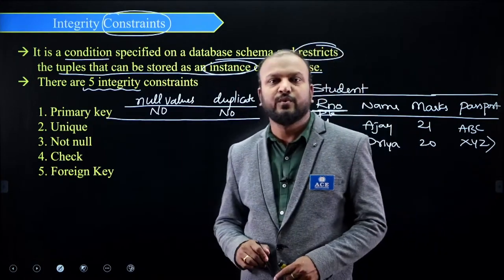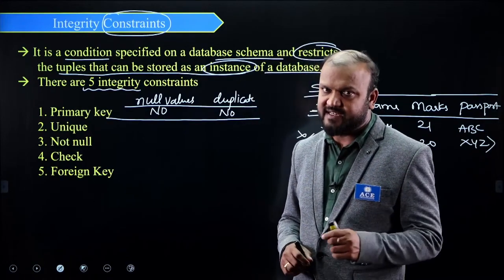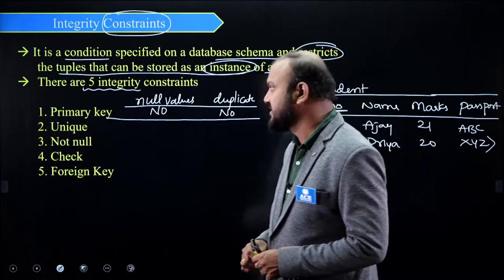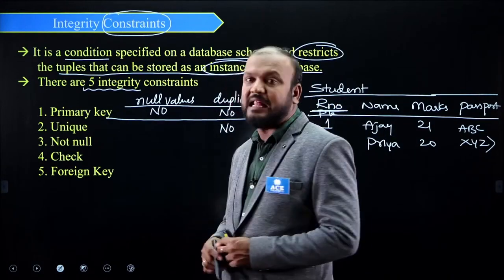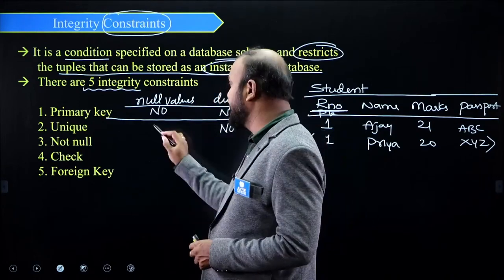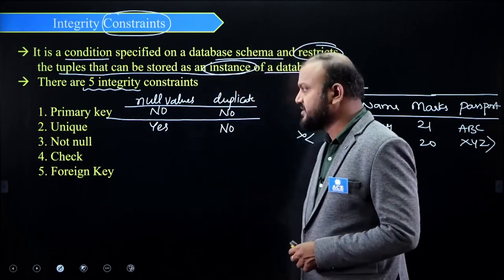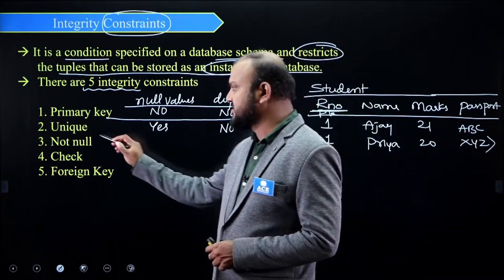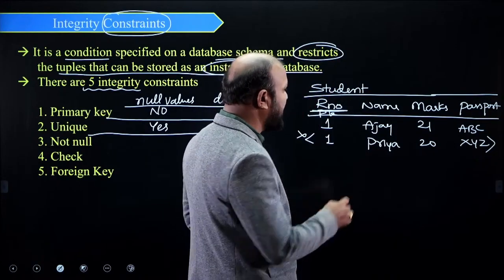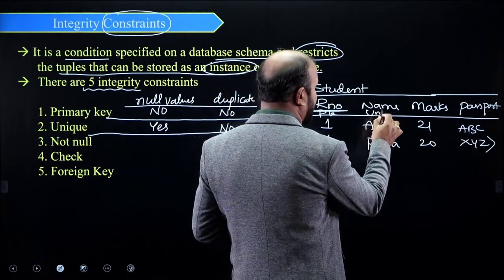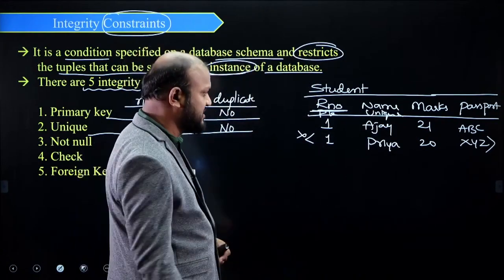The name says unique. Unique in the sense there will be no duplicates. But what about a null? It is allowing null values, but no duplicates. Look, suppose I have a constraint on the name attribute called unique. It means there will be no duplicate names.